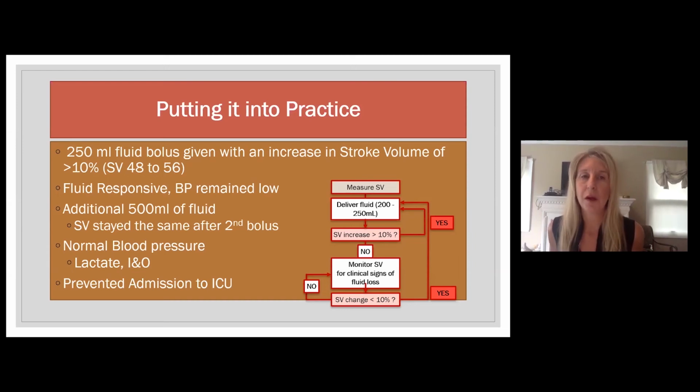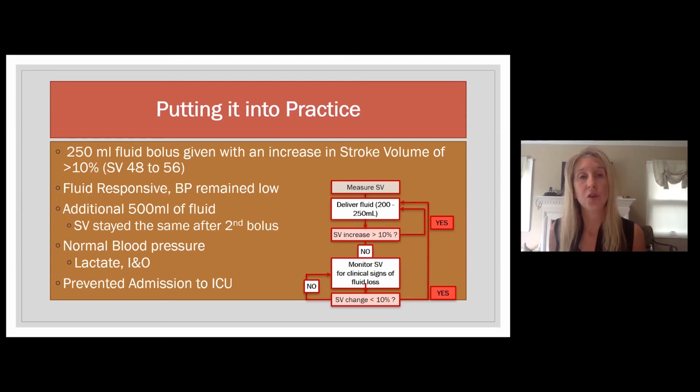They are fluid responsive. And from what we know about septic patients, I know that sometimes we need to give them, obviously, a lot of fluid. So the blood pressure still remained low. I knew the patient was fluid responsive. I went ahead and gave an additional 250 ml fluid bolus for a total of 500.